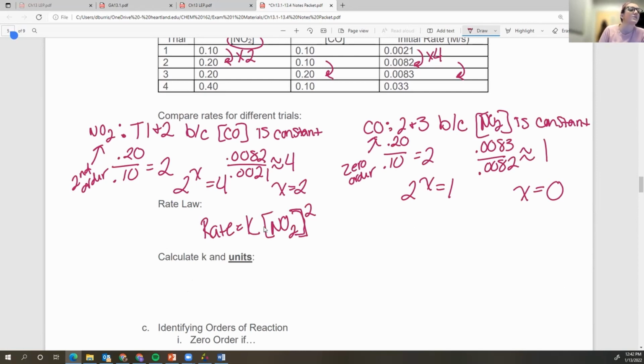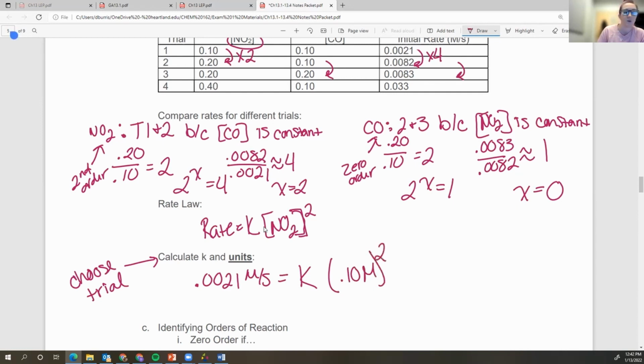Okay, now I can calculate k and the units for k. To calculate k, you just choose a trial. You can do any of the trials. I'm going to do trial 1 just for convenience and then plug into this equation. So the rate for trial 1 is 0.0021 molarity per second, equals k, which is what I'm trying to find, times NO2's concentration, 0.10 molarity, squared. And then I solve for k. So I'm going to get that k is 0.21. And then if I do my unit analysis, this is going to be 1 over molarity seconds.